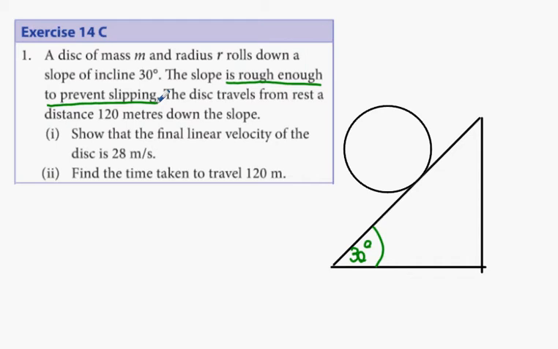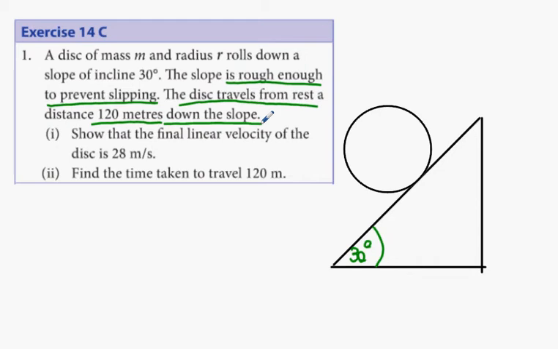So it's going to have rotational energy and regular kinetic energy this time, because it's not just spinning on a point, it's moving and spinning at the same time. The disc travels from rest a distance of 120 meters down the slope. Show that the final linear velocity of the disc is 28 meters per second.